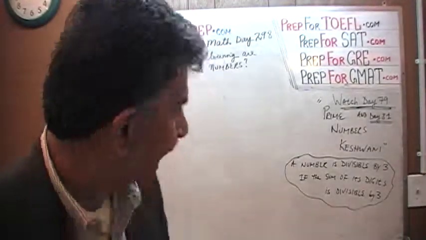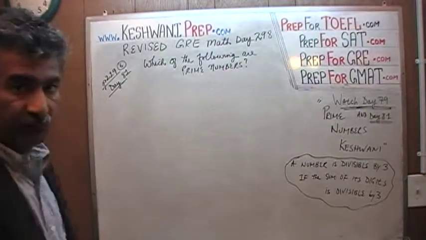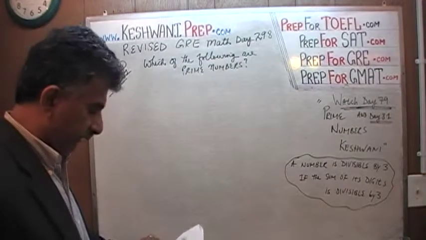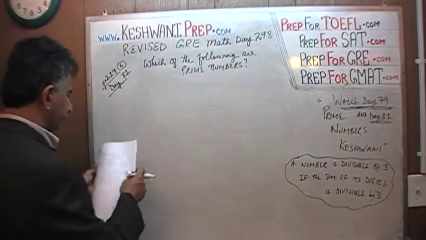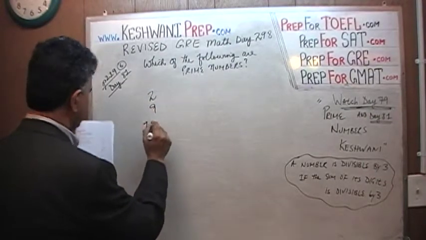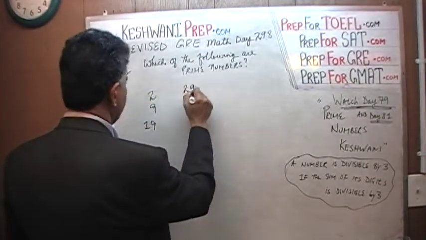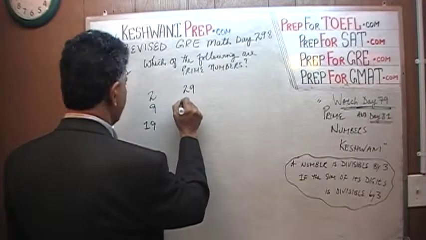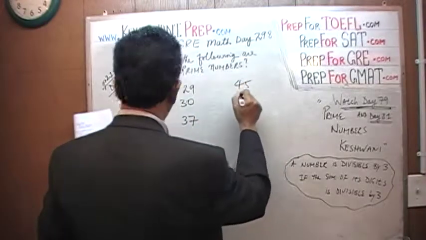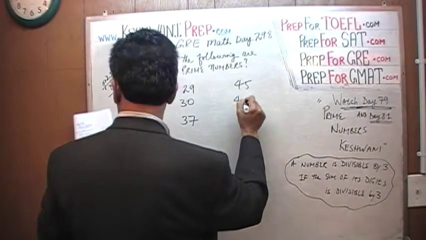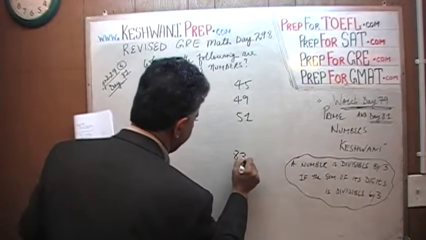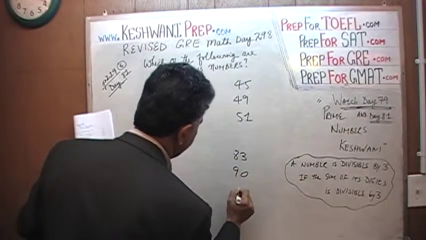Let's get going here. In question number 6, we are being asked which of the following are prime numbers, and here's the list: 2, 9, 19, 29, 30, 37, 45, 49, 51, and finally 83, 90, and 91.